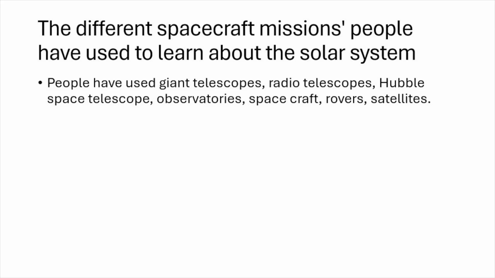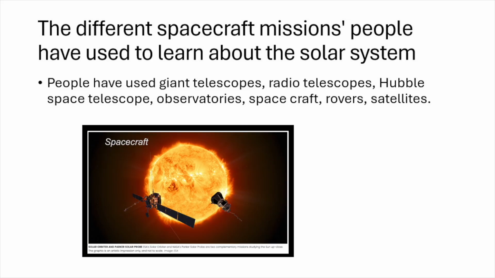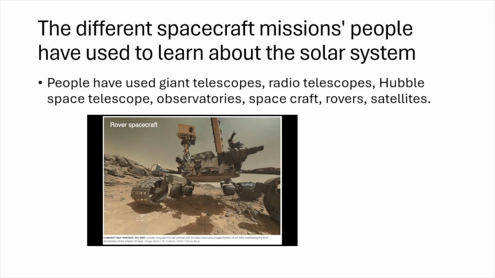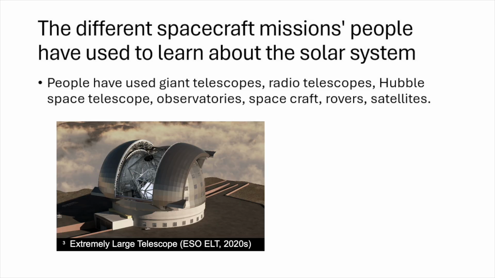The different spacecraft missions people have used to learn about the solar system. People have used giant telescopes, radio telescopes, Hubble Space Telescope, observatories, spacecraft, rovers, and satellites. There's so many more. This is just the main.